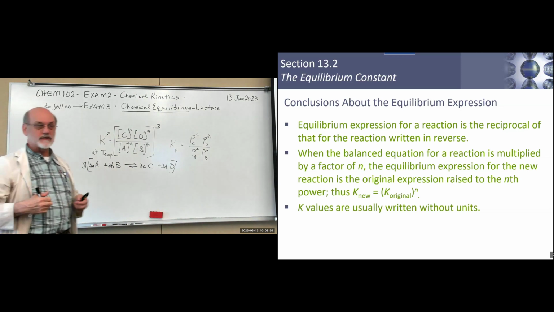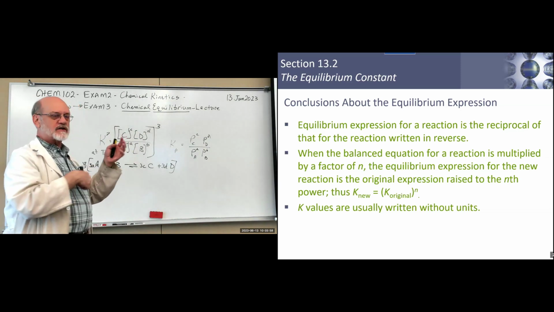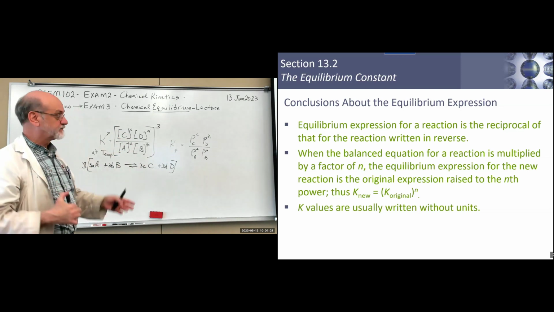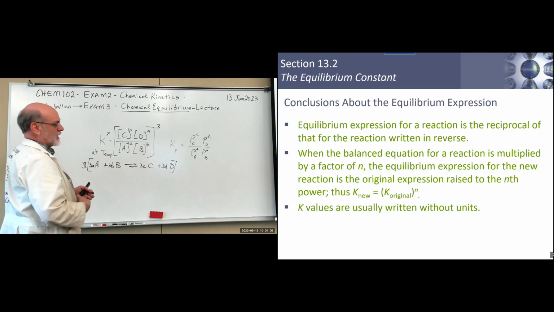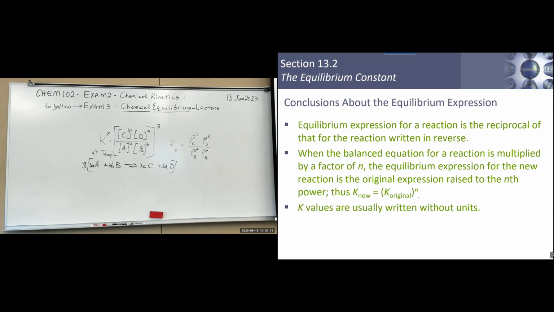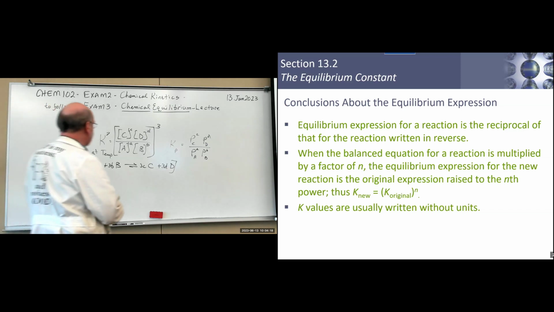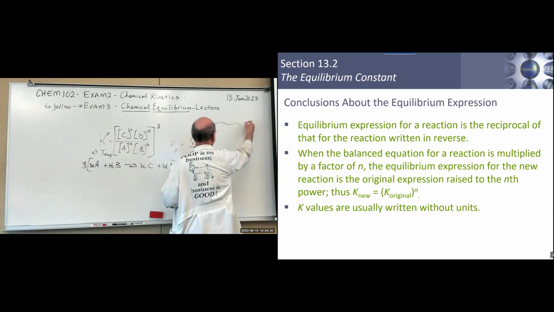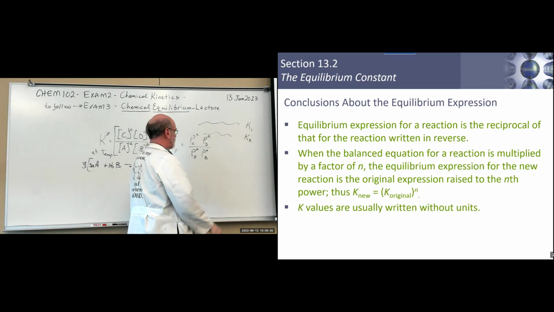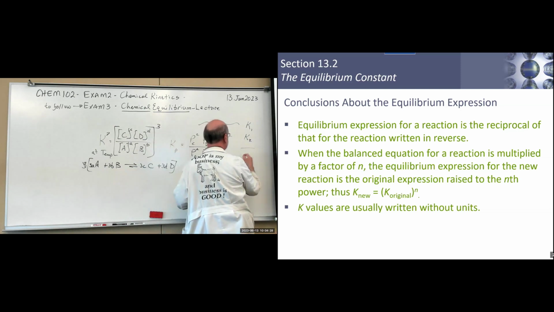Okay, those are the first two rules. Flip the equation, invert K, multiply by a constant. That's the power of K. Then what do you do? Let me see. I'm gonna steal my own thunder. Then what do you do if you add two equations together with a K1 and a K2? If you add those equations together, your new K is K1 times K2.